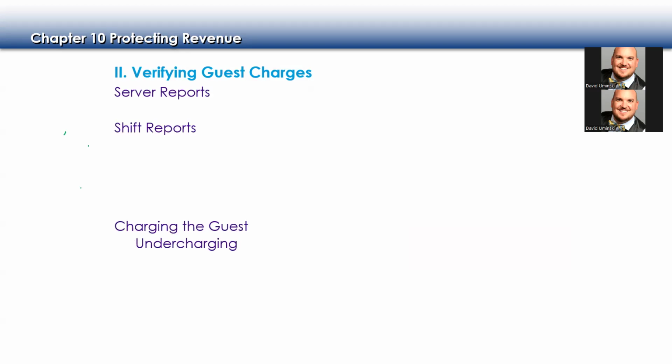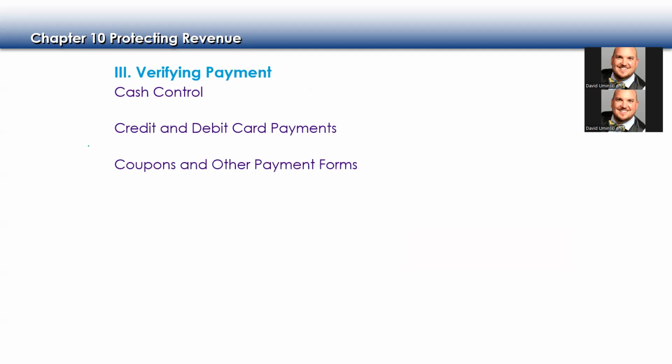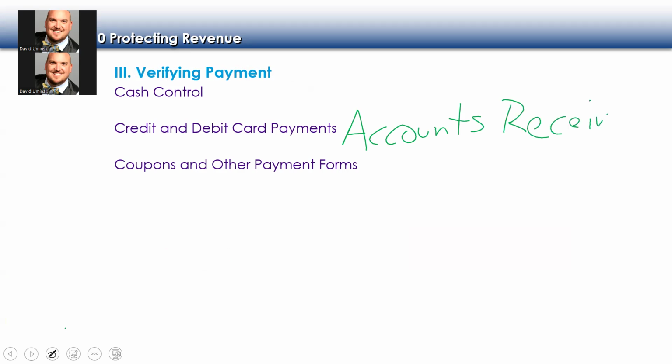So we talked about charging the guests, verifying our payments. Okay. So once we look at taking credit card payments, once we settle up at the end of the night, our credit card payments go into accounts payable. No, sorry, accounts receivable. Okay. What's the root word of receivable? Receive. Okay. This is money that is coming into us.